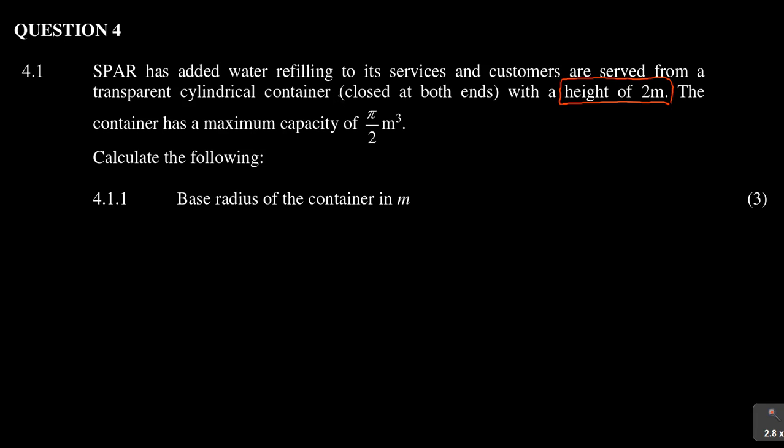Also, I think the statement that is enclosed in brackets is very key. It says closed at both ends. The container has a maximum capacity of that, and then it says calculate the following. Now, some of the terminology is important. If they talk about capacity, you must understand capacity is the same as the word volume. So when they refer to capacity, they are referring to the volume. As you can see, even the units, it's pi over 2 cubic meters, which is the volume there. And height in this case is our h.